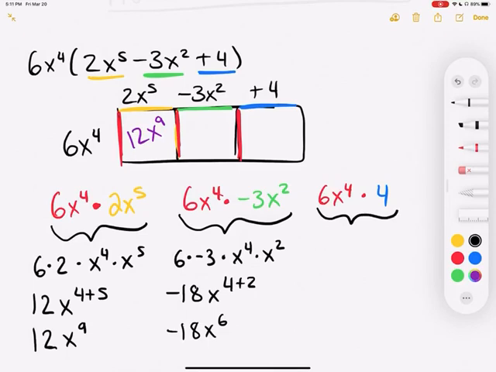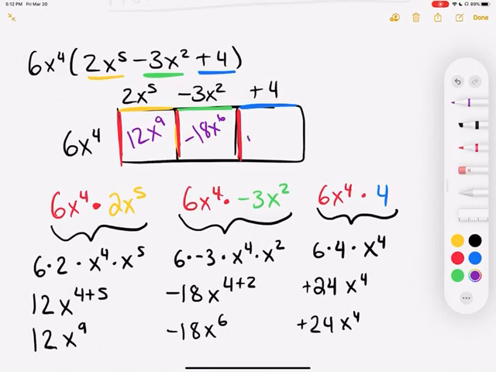Now for the last area, same thing, you have to multiply the numbers, so 6 times 4, and then you multiply the letters, x to the power of 4. So 6 times 4 is 24. X to the power of 4 doesn't have anything to multiply with, so I'm just going to leave it as it is. The result is positive 24x to the power of 4. So it looks like I found my other components of the area, negative 18x to the power of 6 and positive 24x to the power of 4.